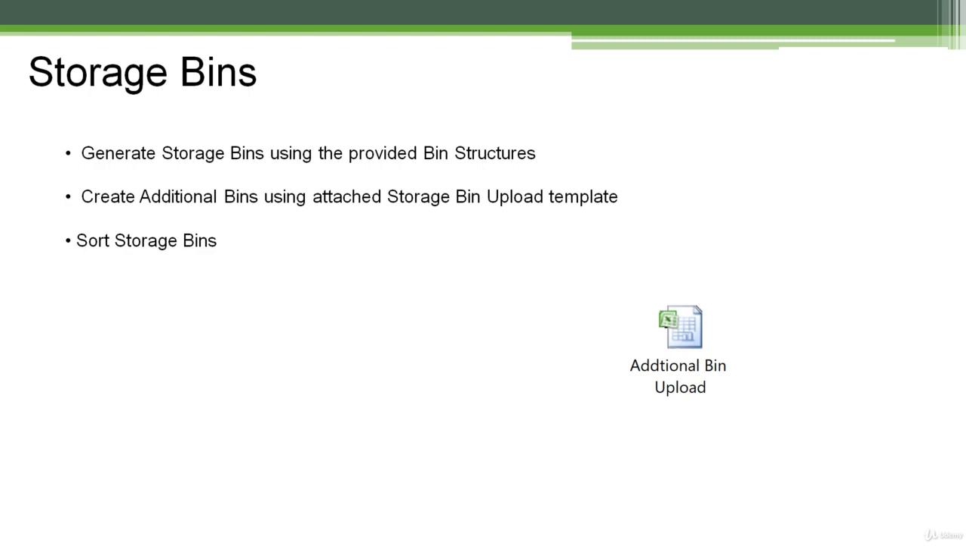For example, GR zone bins, scrap zone bins, bins in the staging areas, bins in the handover areas. I have prepared a consolidated list of those bins which are not in the bin structures, and we are going to create those bins by uploading them through a CSV upload template. Once the bins are created, we will further sort those storage bins.